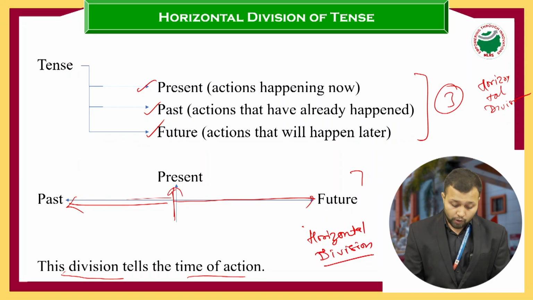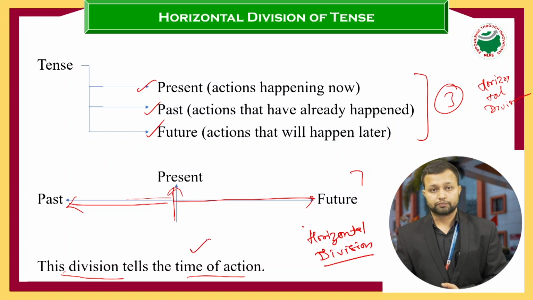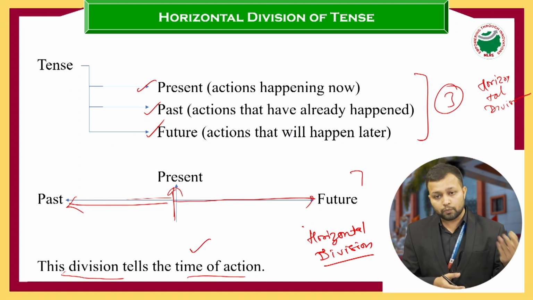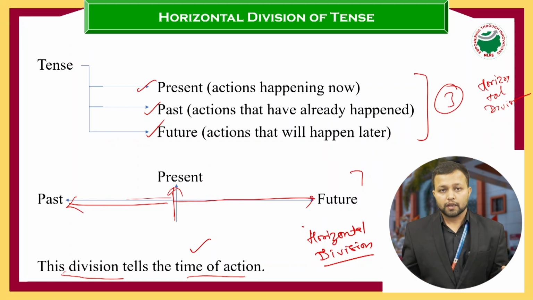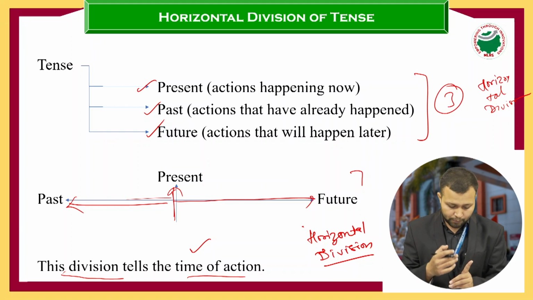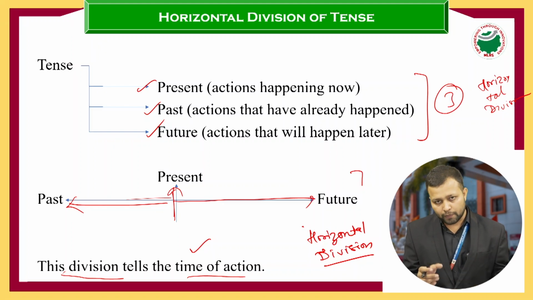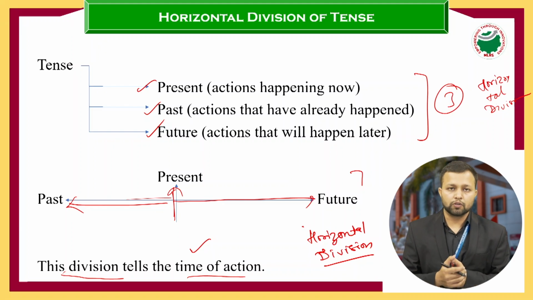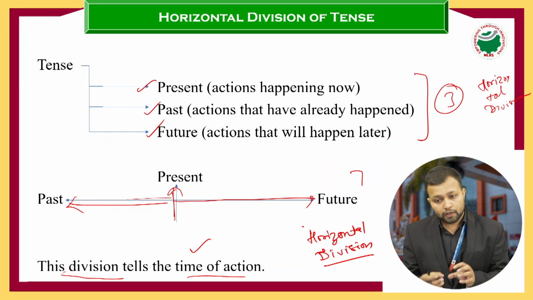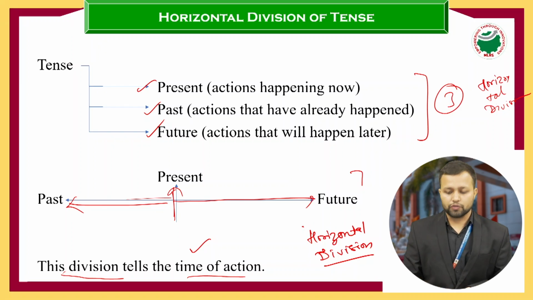it tells us about time of action. It does not talk about whether the action is continuous, is completed, or whatever it is. It just talks about three things: whether it is happening in present, it happened in past, or will happen in future. It talks about time, when the action happened, is happening, or will happen in the future.